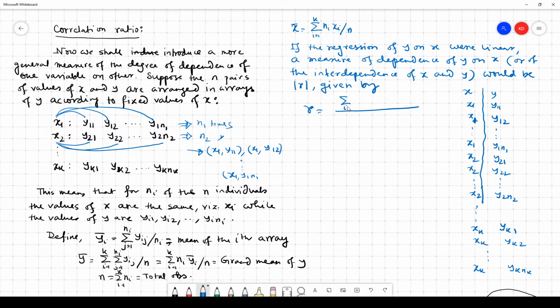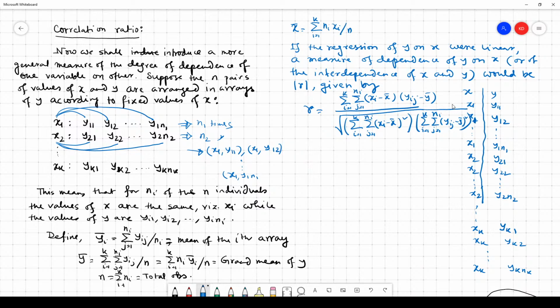Okay, so now compute the correlation coefficient. This means the sum over i from 1 to k, sum over j from 1 to ni of xi minus x bar times yij minus y bar, divided by the root of the sum over i from 1 to k, sum over j from 1 to ni of xi minus x bar whole square, times the sum over i from 1 to k, j from 1 to ni of yij minus y bar whole square.